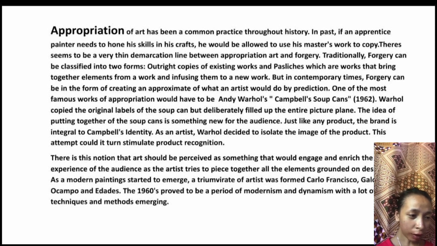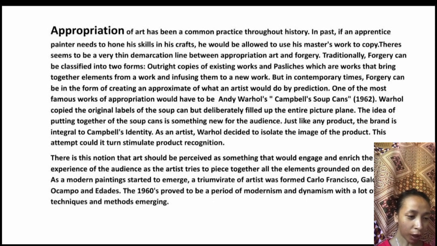Traditional forgery can be classified into two forms: outright copies of existing works, and works that bring together elements from a work and incorporate them into a new work, but in contemporary times, forgery can be in the form of creating an approximation of what an artist would make by prediction.